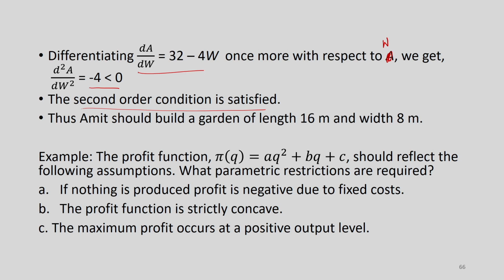So, here is another example. Unlike the previous example, this example is from economics. A profit function is given. So, pi(q), small q, is equal to a q square plus b q plus c. So, this is a general quadratic function.